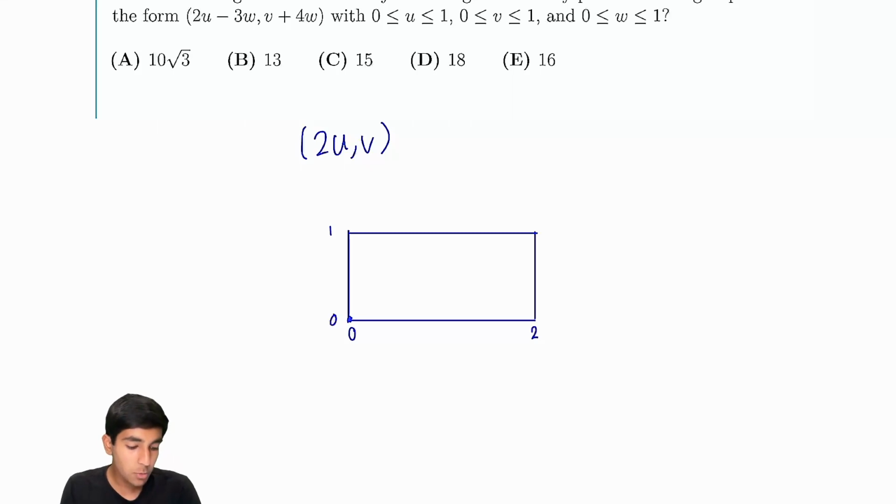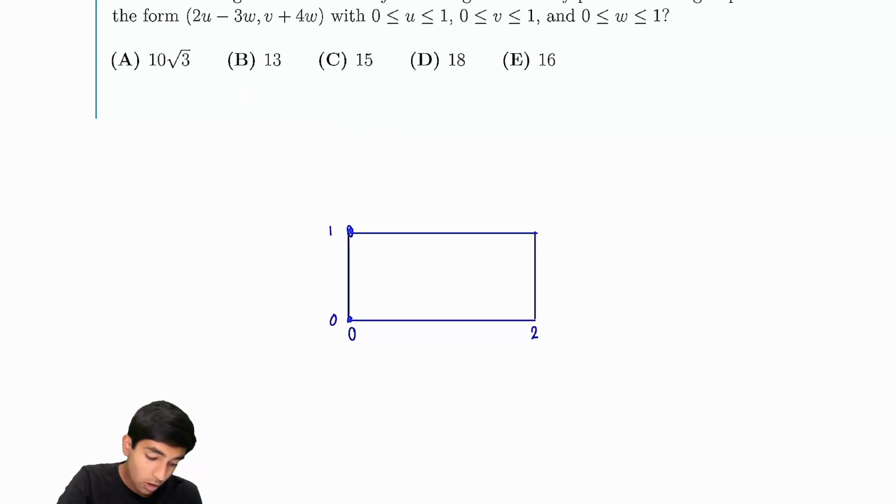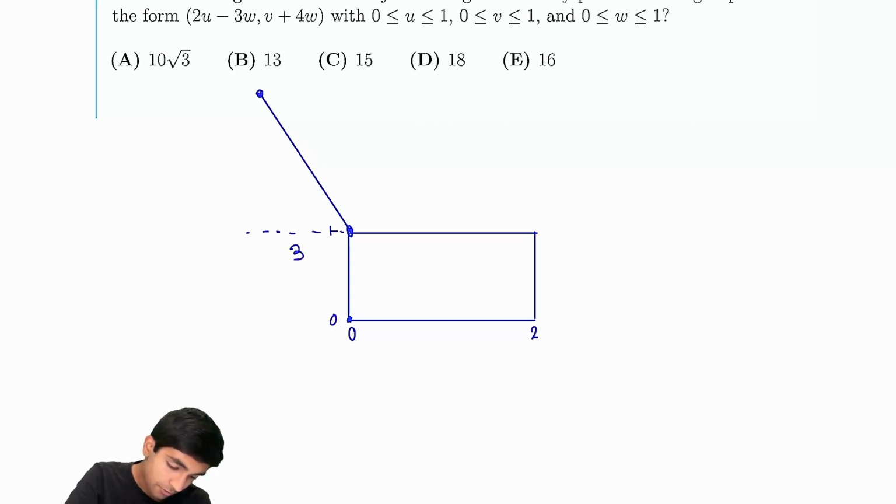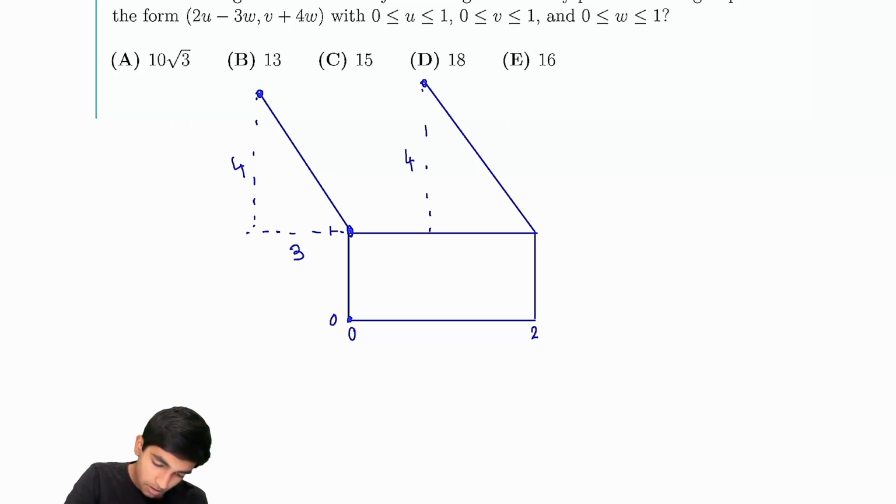So the key thing here is minus 3w in the x coordinate and plus 4w in the y coordinate. So for each unit w you increase, you go 3 left and 4 up. So if we take this point, which is created by u and v, then at the very most, if w is 1, we can go 3 left and 4 up. Similarly here, you can go at most 3 left and 4 up. And over here at most, we can go 3 left and 4 up.